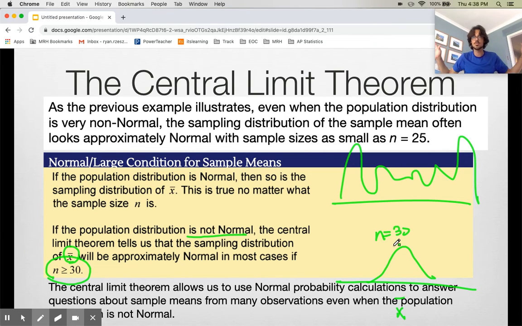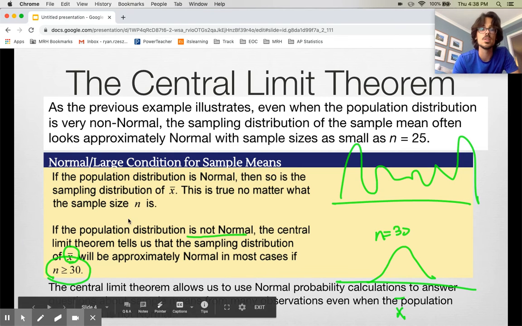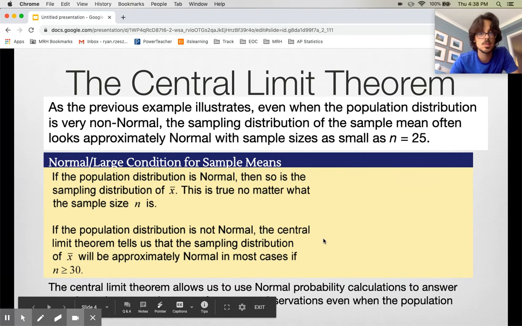So if I'm looking at all of St. Louis for some, I don't know, ACT score, number of texts that you send, number of times you've gone through red lights, whatever I'm looking at, if I can pull at least 30 people, the graph of those averages will look normal if I have enough data, which is a really, really helpful thing. Really, really important. So if the population is normal, it doesn't matter. You can be sample size 2, you're good to go. But if the population is not normal, that's when you use this new result.